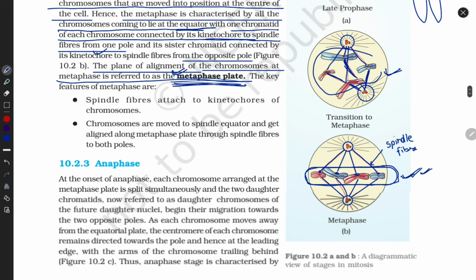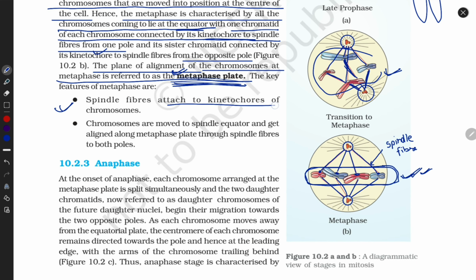Okay, spindle fibers attached to kinetochore of chromosome. This is the special feature of metaphase. Chromosomes are moved to the spindle equator and get aligned along the metaphase plate through spindle fibers on both poles. Look at here, guys. This pole centriole, this pole centriole, they give spindle fiber and they connect with centromere, kinetochore. Okay, this is the metaphase.